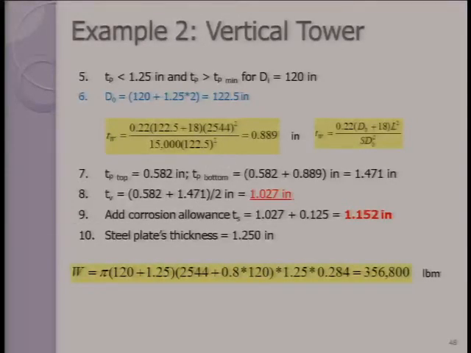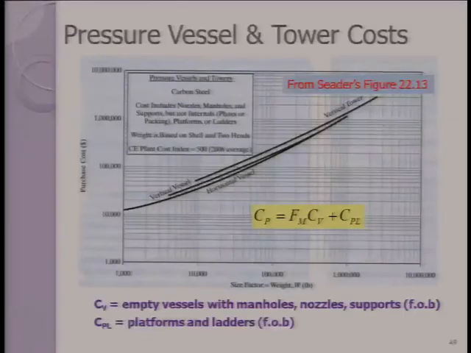Okay, so if you go back to the increment, right, 1.152 inches is between these two numbers. Yeah, so you're going to choose the higher value. Okay, so that's your final thickness. You can calculate the final mass. Okay, and then the rest are the same.